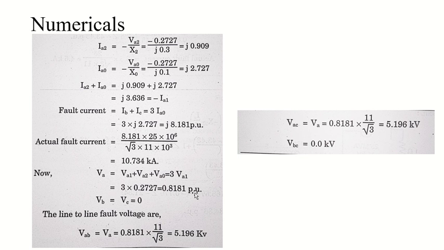The same way you can find the value of VAC as well. The value of VAC will again be equal to VA, which is 0.8181, the same value as my VA, into 11 divided by root 3, and my value of VAC will be 5.196 kV. Although when you find the value of VB, it will be 0, because you're having an LLG fault.